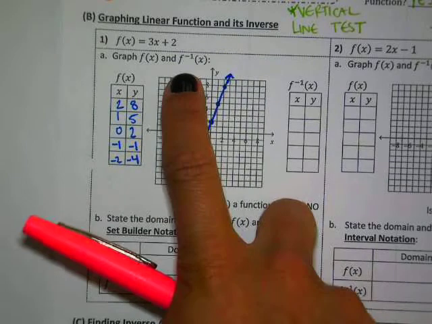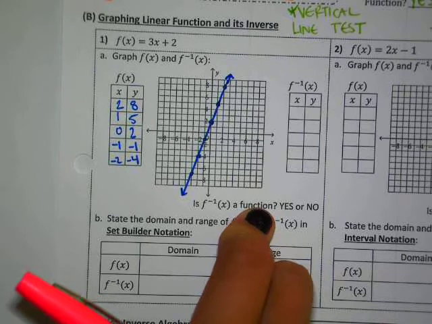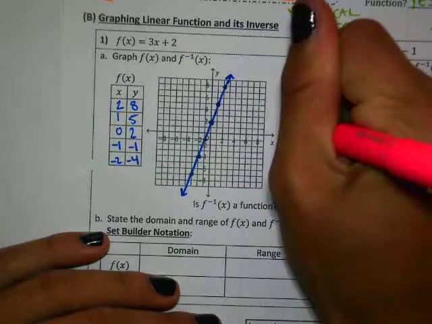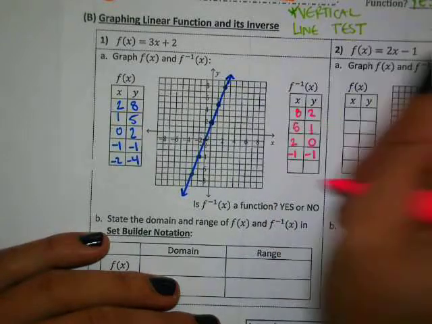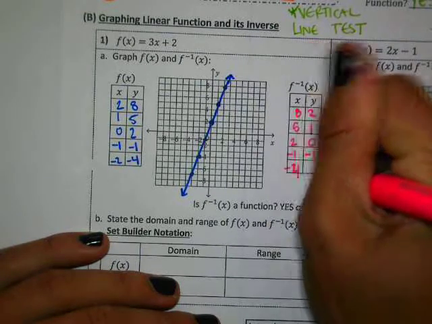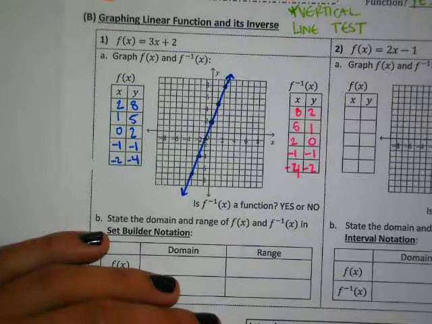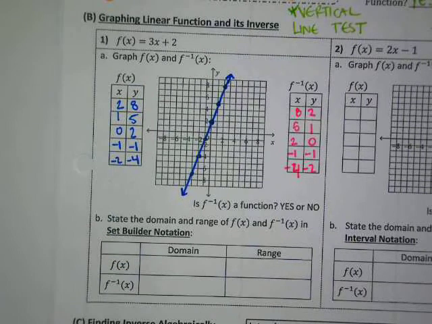Okay, now I want to graph the inverse. So what do you think I'm going to do to fill my inverse table out? Switch them, good. So I'm going to have (8, 2), (5, 1), (2, 0), (-1, -1), and (-4, -2). All I did so far to do the inverse table was flip-flop the x and the y.